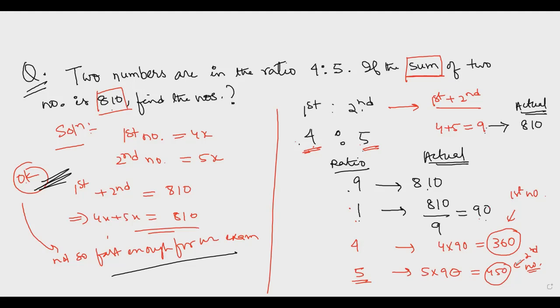Whenever we calculate, it will be better. We can do it mentally. 4 plus 5 is 9. 9 divided by this is 90. So 5 into 90, that will be your first number and second number.